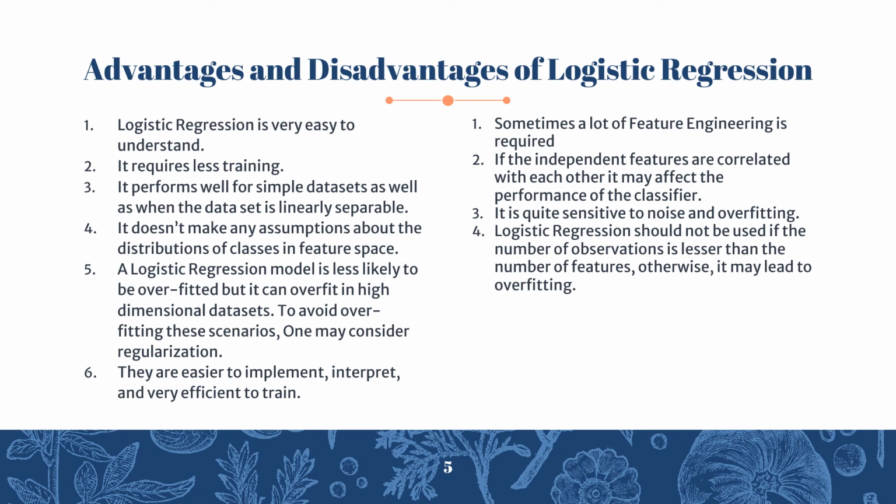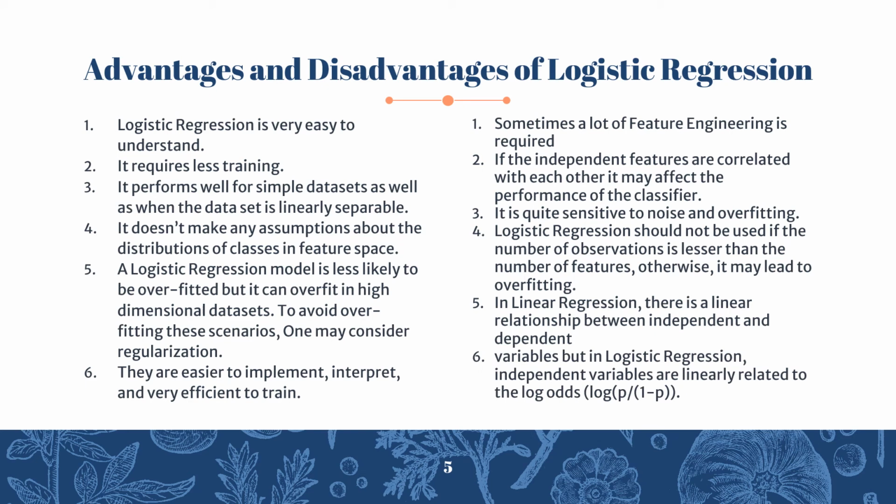Logistic regression should not be used if the number of observations is lesser than the number of features. Otherwise, it may lead to overfitting. So the number of observations has to be greater than the number of features. Otherwise, there will be a problem of overfitting. In linear regression, there is a linear relationship between dependent and independent variable, but in logistic regression, independent variables are linearly related to the log odds. So, these were the advantages and disadvantages of logistic regression.